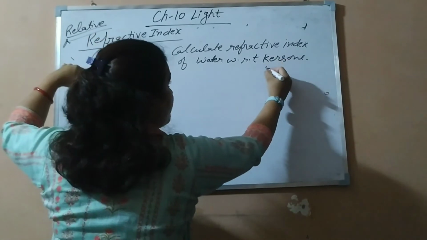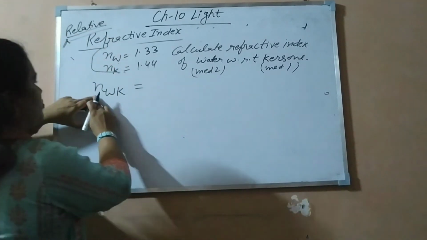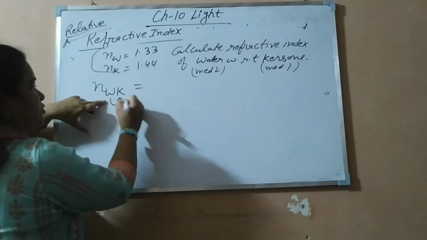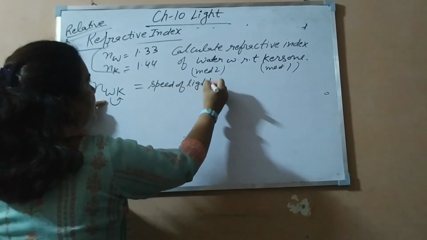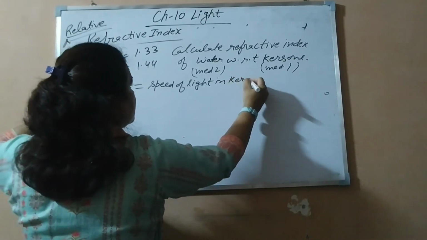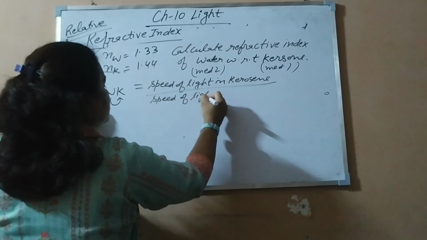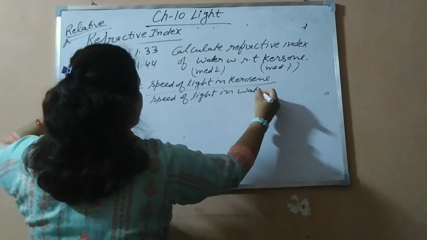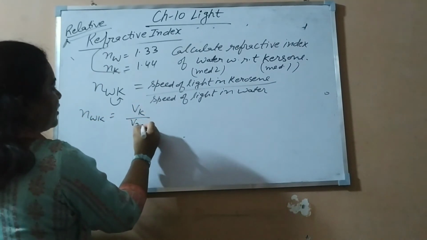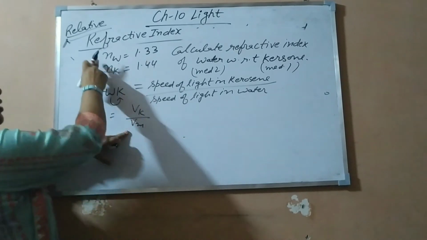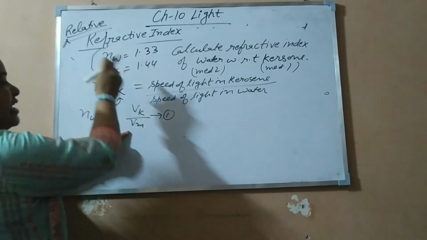This means kerosene is medium 1 and water is medium 2. So what is the formula? It is the speed of light in kerosene to the speed of light in water. Now how do we calculate it? This speed is not given to us. What is given to us? Refractive indices. So from here first we calculate the values and then we substitute them.